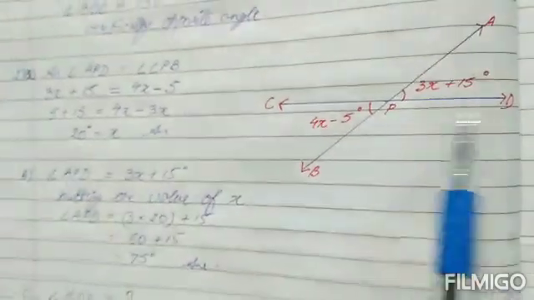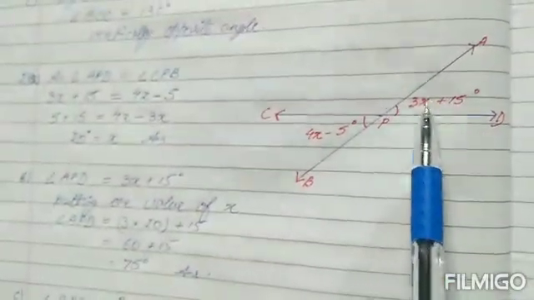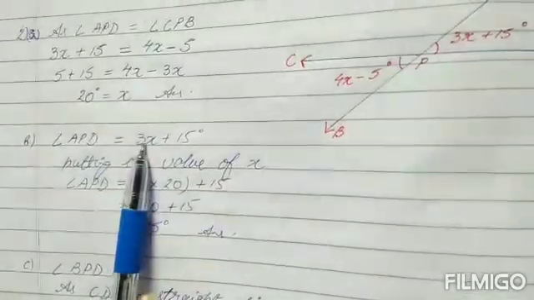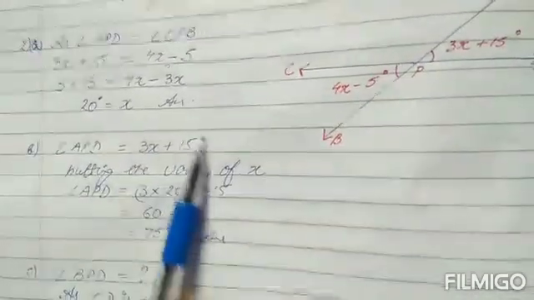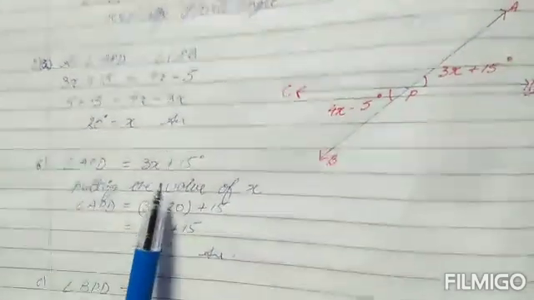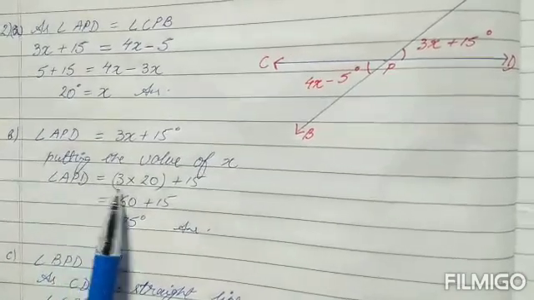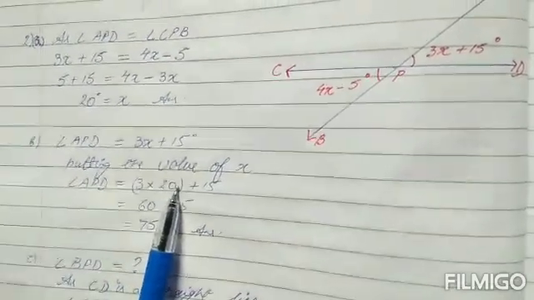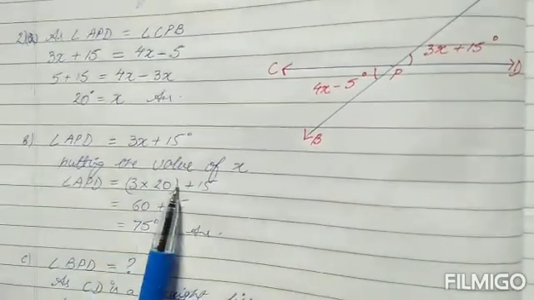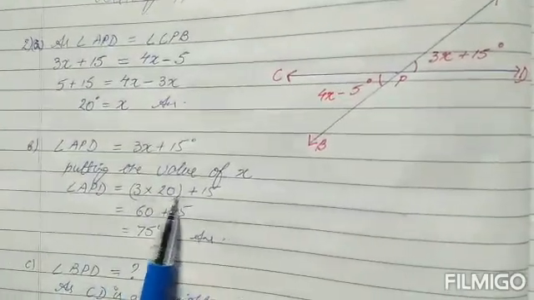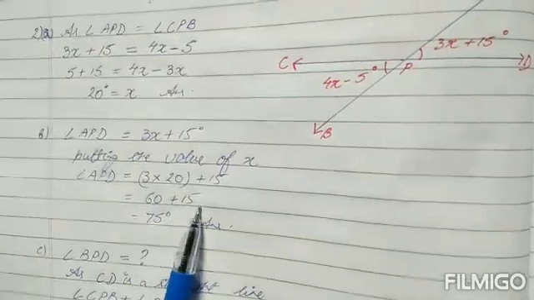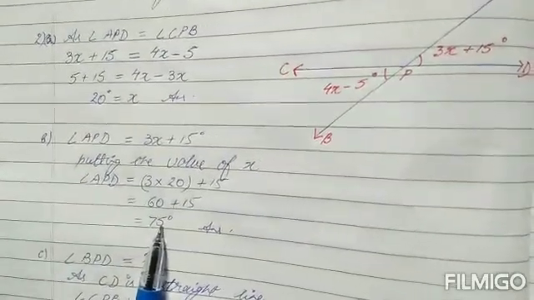Second part, angle APD. Let's see where is APD. Now we have to calculate this angle. So angle APD is 3x plus 15. Putting the value of x, that means you are going to use the value of x in this equation that is given, the algebraic equation, or you can call it the algebraic expression. So angle APD is equal to 3 into (x plus 5). Now I have put it inside the bracket so that it becomes more clear. Now 3 into 20, 60 plus 15 gives us 75.